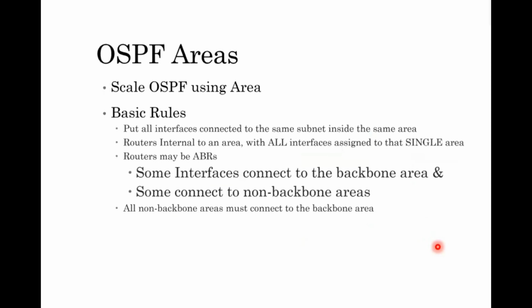Now OSPF areas: scale OSPF using areas. Basic rules: put all interfaces connected to the same subnet inside the same area. Routers internal to an area have all interfaces assigned to that single area. Some routers may be ABRs, which means area border routers. We talk about the area, right? Area means a boundary, basically. Some interfaces connect to the backbone area. So what is a backbone area? Area 0, the first area, is the backbone area. Any other additional areas we call non-backbone areas. All non-backbone areas must connect to the backbone area.